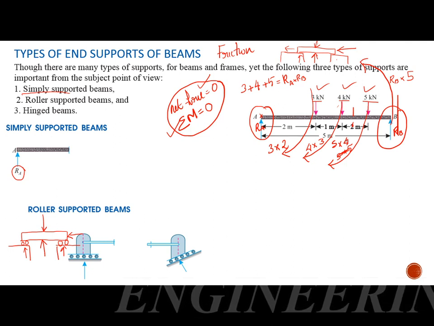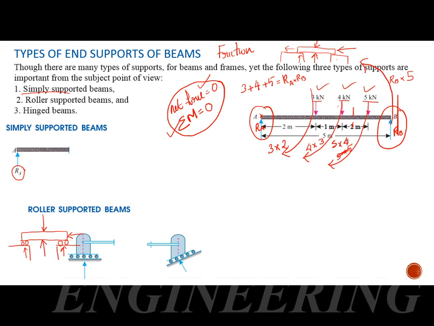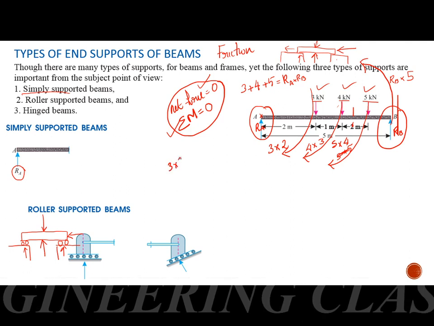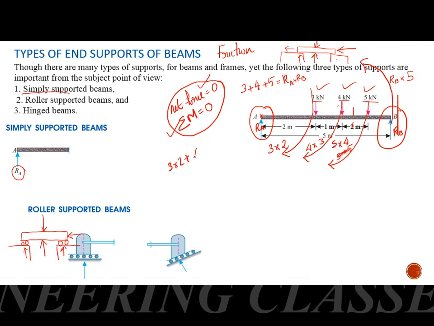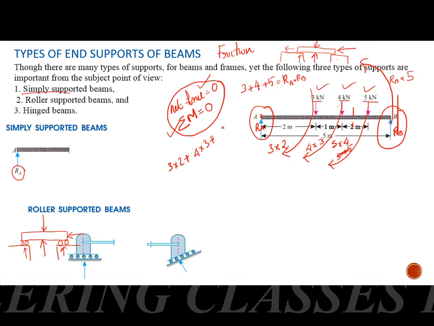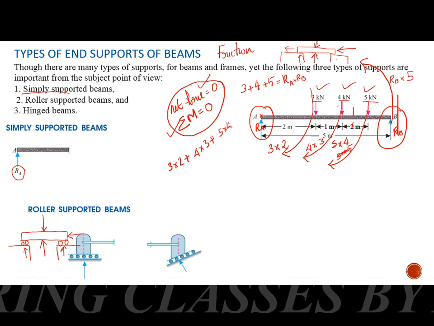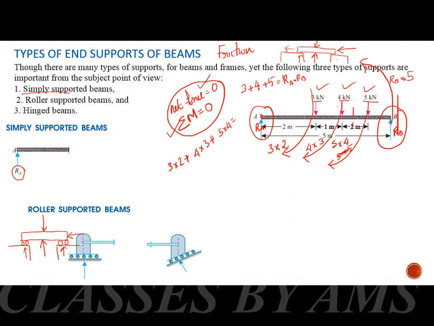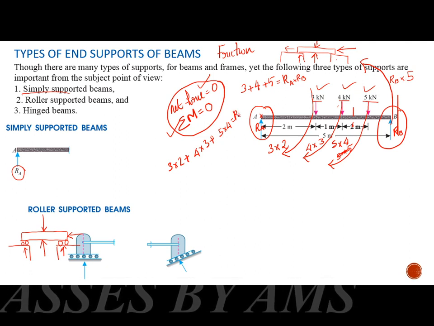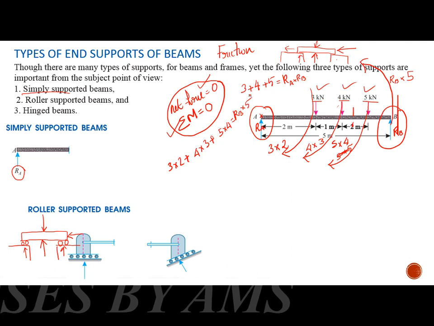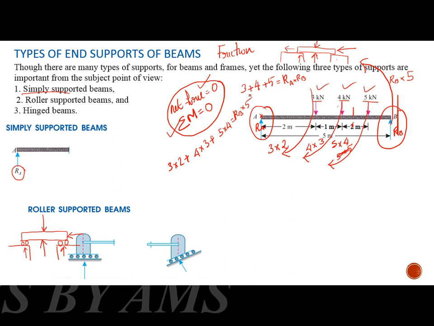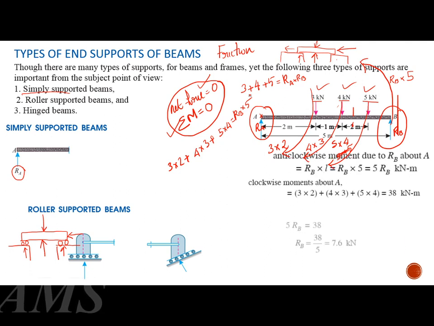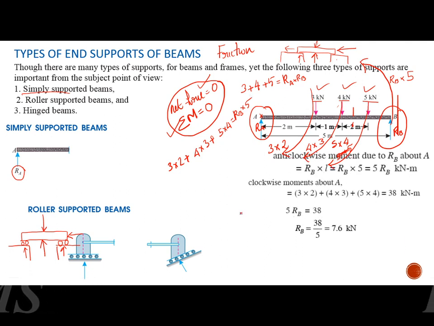So we will be getting the clockwise moment and the anti-clockwise moment. So we will be getting 3 into 2 plus 4 into 3 plus 5 into 4. These are all clockwise moments, and that's equal to the anti-clockwise moment, RB into 5. So the only unknown is RB. By solving this, we get the value of RB as 7.6 kilonewton.